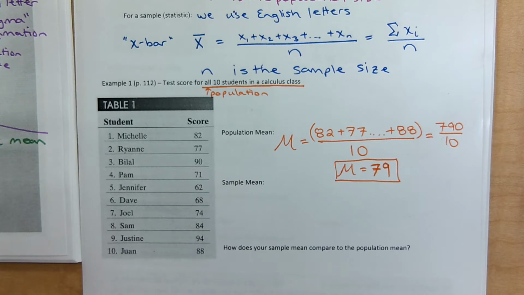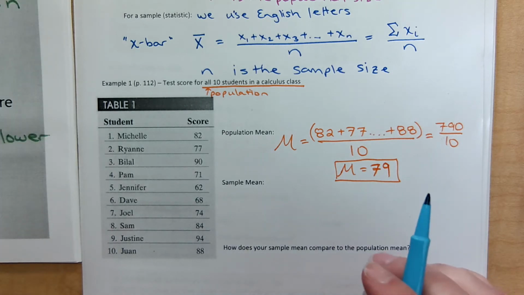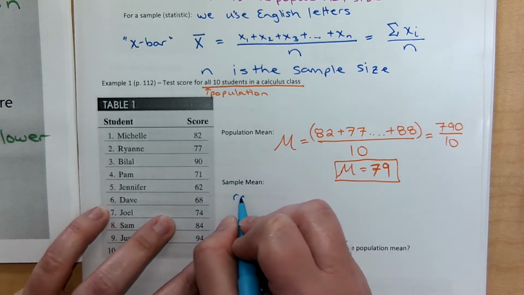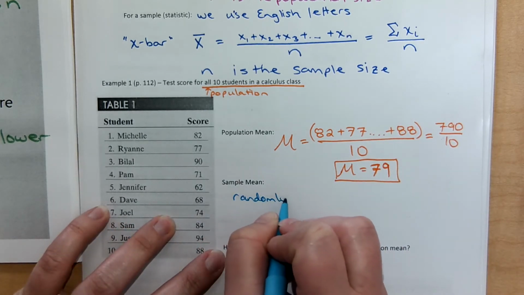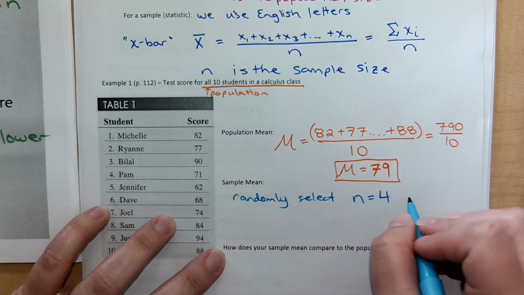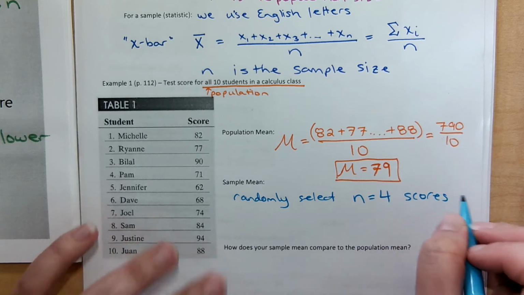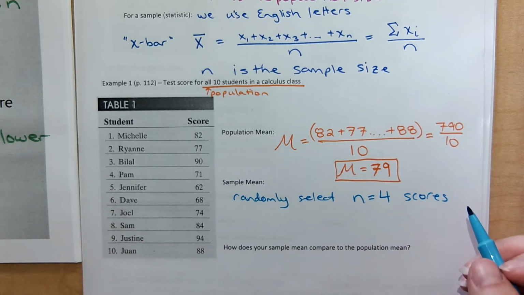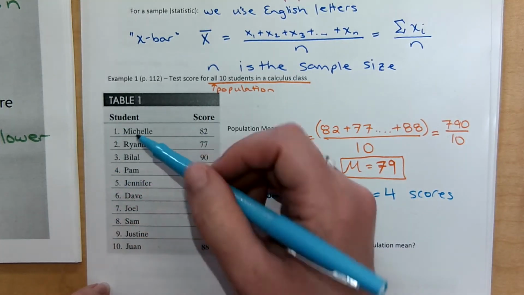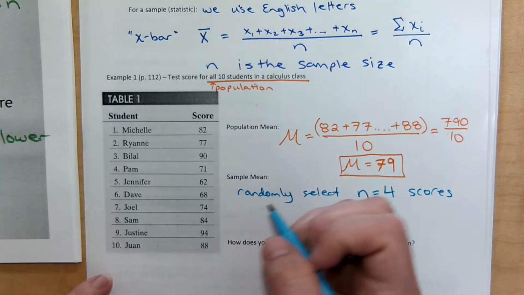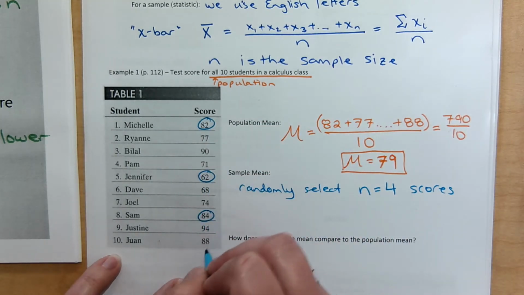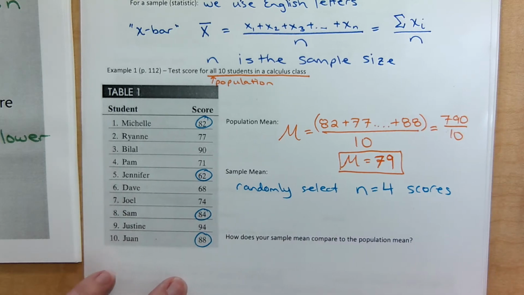To get a sample mean, instead of using all 10 scores, you would randomly select, and I'm going to say n equals 4 scores. There are a lot of different ways we could randomly select. I just want you to go down the list, and you can choose your favorite 4 numbers from this list or that list. It doesn't matter. Just pick 4. I'm just going to pick 4 scores here. So just randomly pick 4.